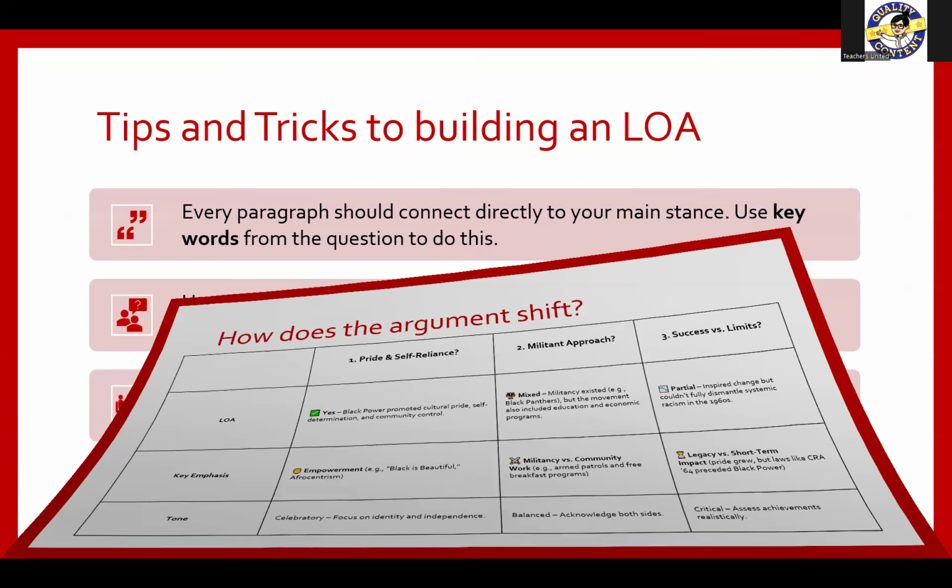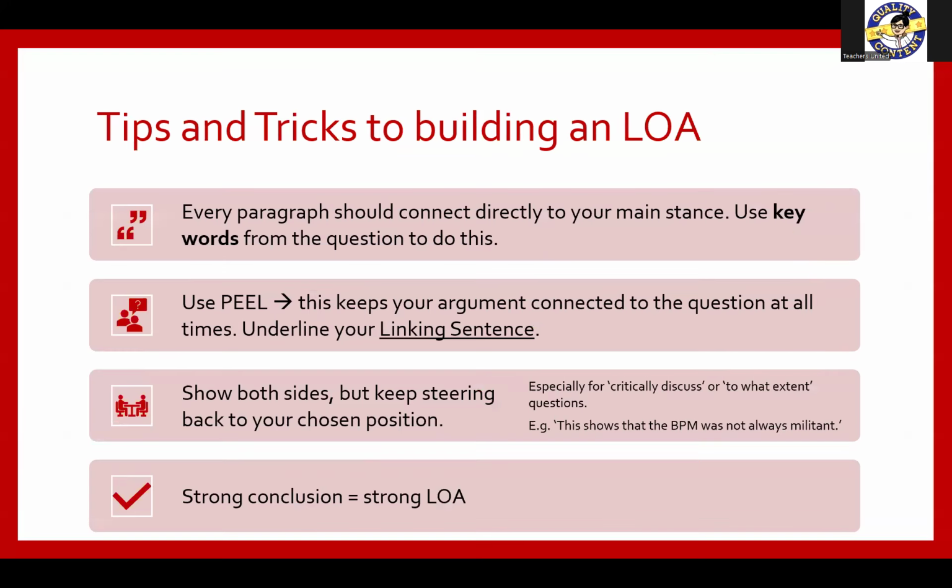So, tips and tricks to building a line of argument. This is what you're actually here for, actually. Every paragraph should connect directly to your main stance. So you use the keywords from the question to do so. If you go to the question and it uses words like self-reliance, if it uses words like militant, if it uses words like success, use those words in your paragraph because that is showing a line of argument.